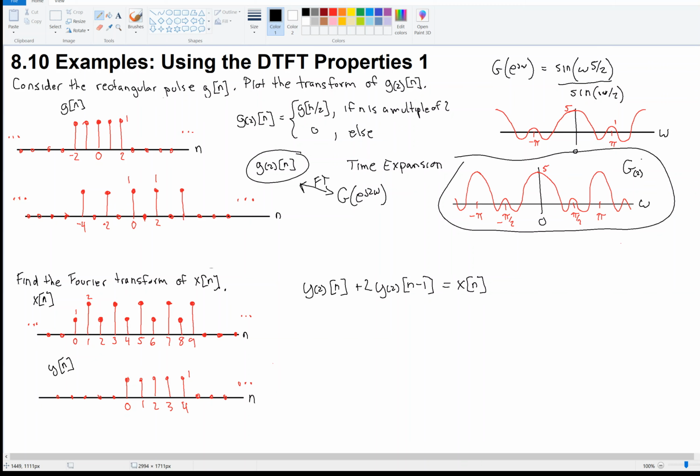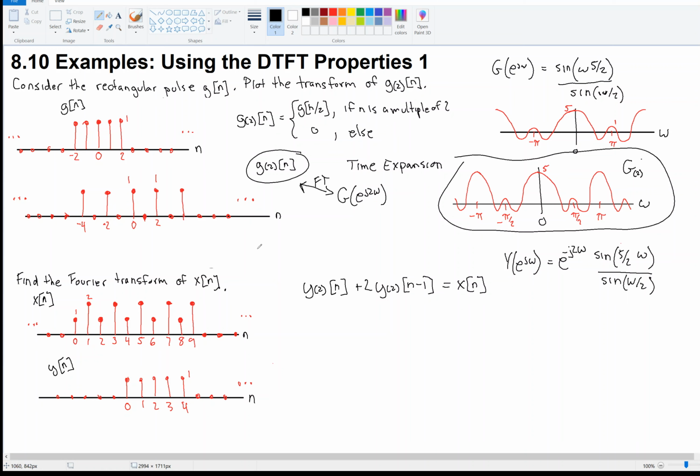So we want the transform of this thing. What do we know? We know that we can find the transform of y of n. So Y of e to the j omega is a square pulse, or the signal is a square pulse that has been delayed by 2 units. It's like g of n, just delayed by 2 units. So we're going to take g's transform and apply the time shift property by 2 units. So g's transform would be e to the minus j2 omega, because we delayed by 2 units, times the sine of 5/2 omega over sine of omega over 2.